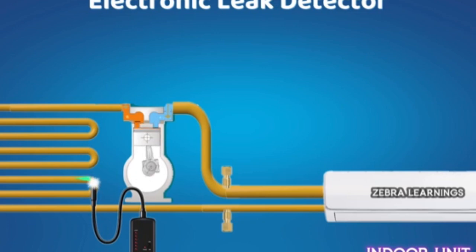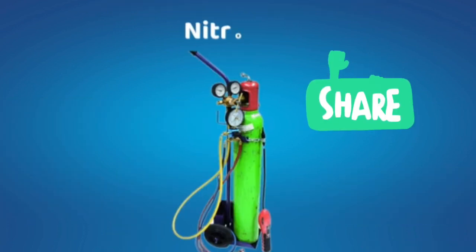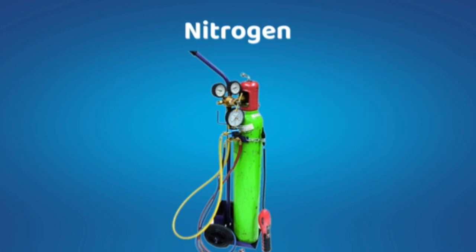These three methods are generally used everywhere. A leak can also be detected using nitrogen gas. We can see about it in a separate video.